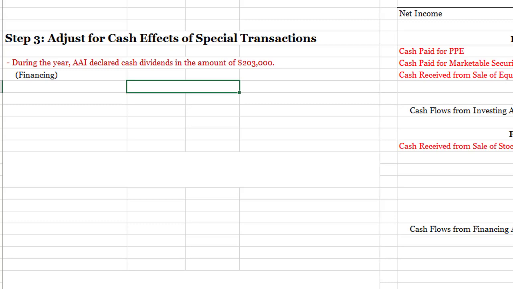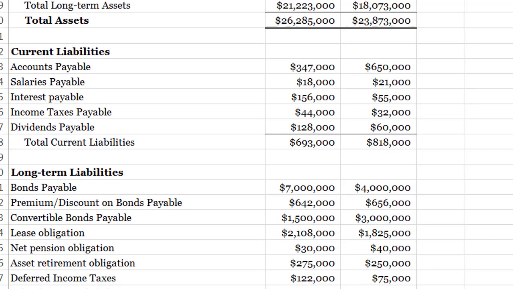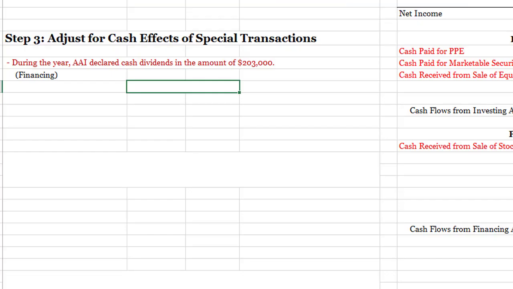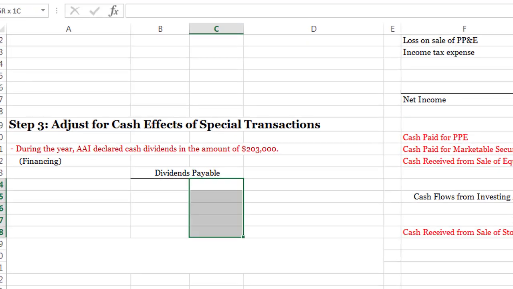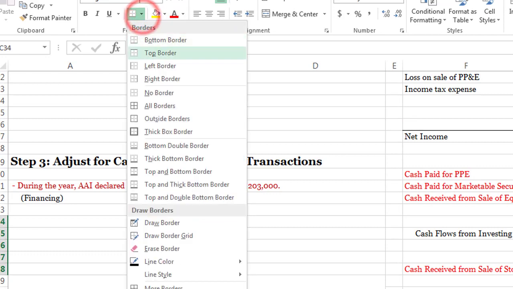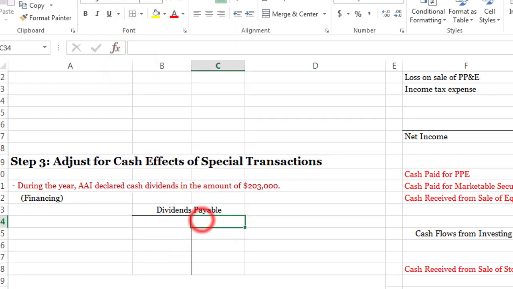So let's take a look at our balance sheet, and I'm looking for dividends payable. I'm looking down here in the current liabilities section, and sure enough, there's a dividends payable. It started at $60,000. It ended at $128,000, and that gives me the information I need to make my calculations. So I'm going to create a dividends payable account, and I'm going to give myself some room to work here.